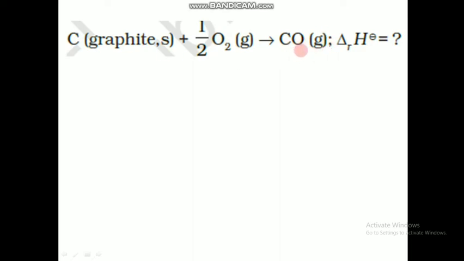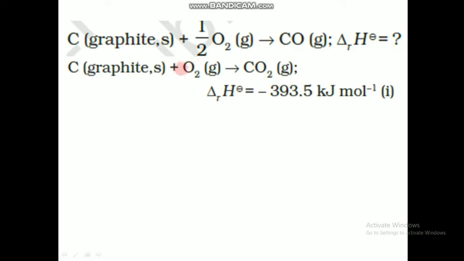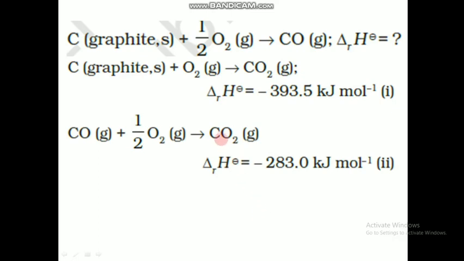If we split this reaction to carbon plus oxygen, first it makes CO2. So carbon graphite plus oxygen first forms CO2, and that will have a particular reaction enthalpy, which is negative 393.5 kilojoules per mole. Hence it is an exothermic reaction. And another reaction is the formation of CO2 from carbon monoxide and half O2.